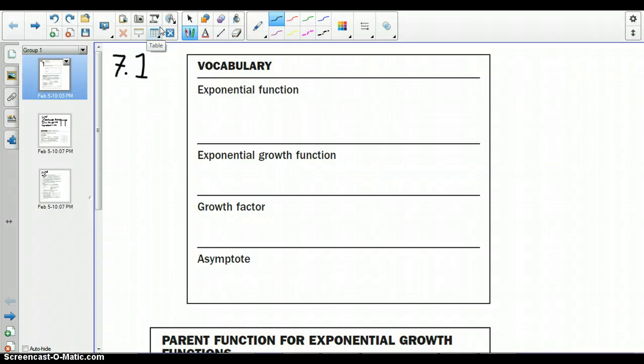In this video, I'm going to talk about exponential growth functions. Specifically, we're going to deal with exponential growth functions. This is from chapter 7, section 7.1. So first, let's define what an exponential function actually is and what it looks like.